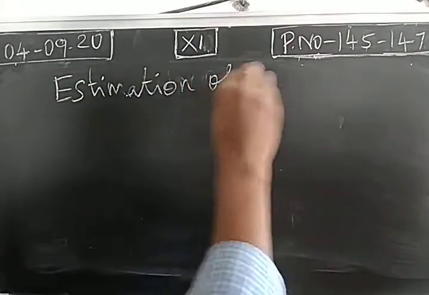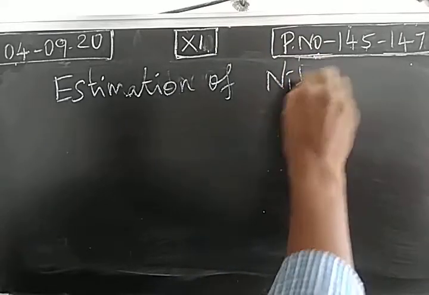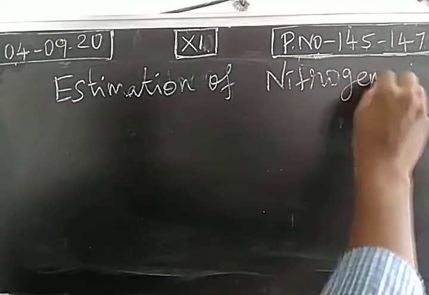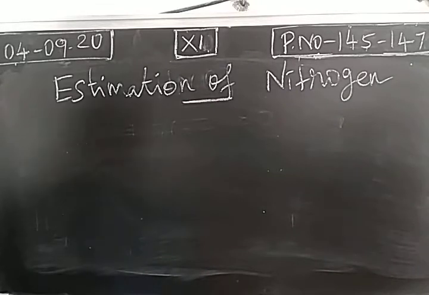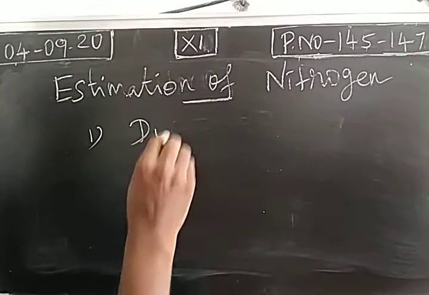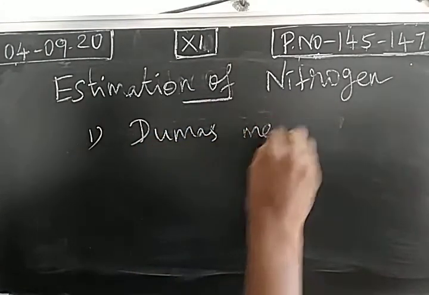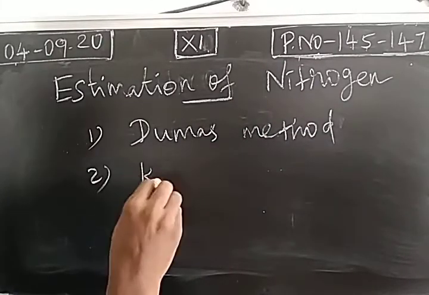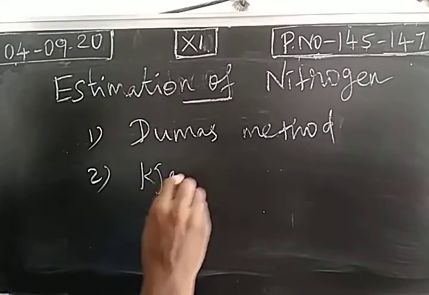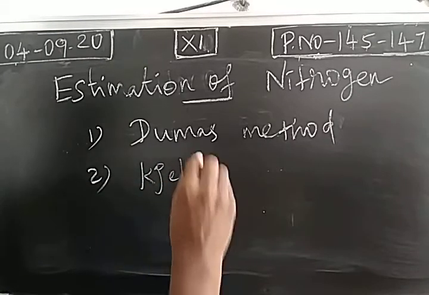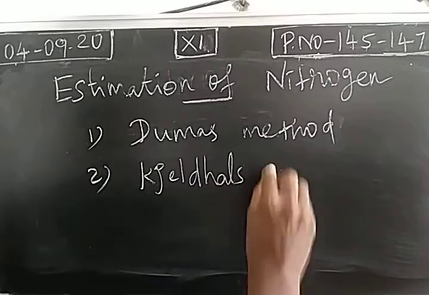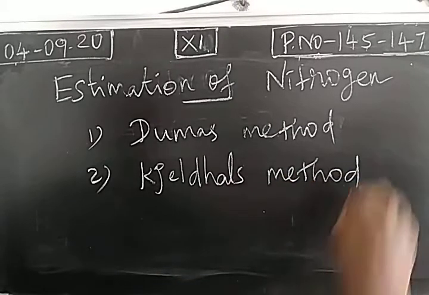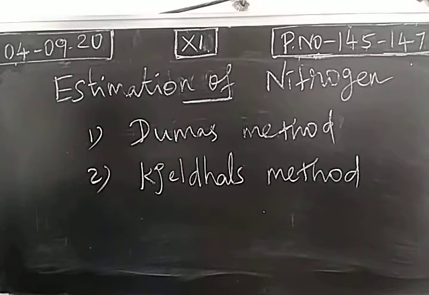Estimation of nitrogen element. There are two methods. Number one, Dumas method. Next one, Kjeldahl method. Both of these are scientists' names. Both are important five-mark questions: explain Dumas method of estimating nitrogen and Kjeldahl's method of estimating nitrogen.